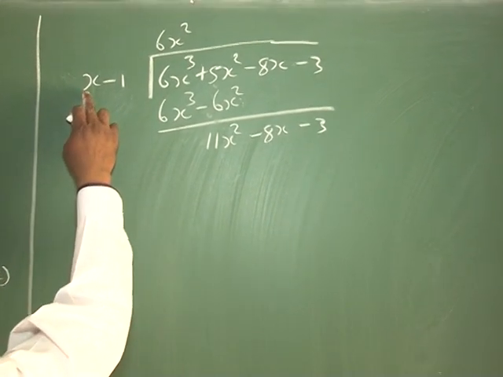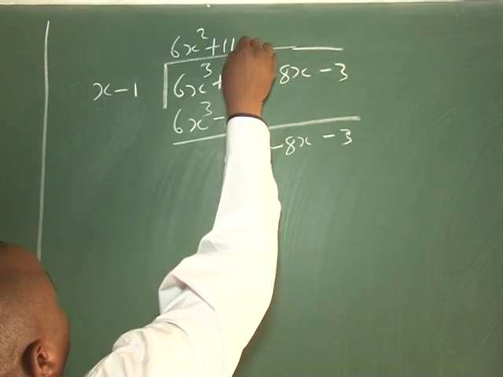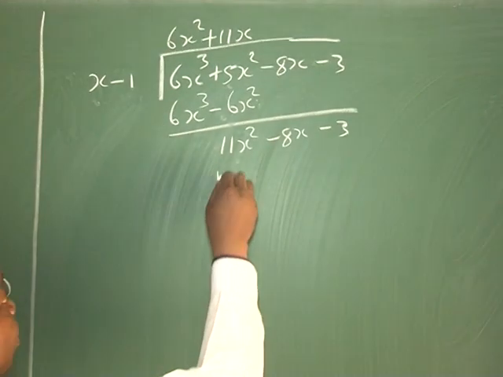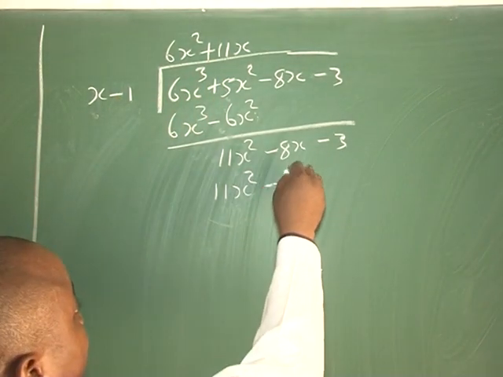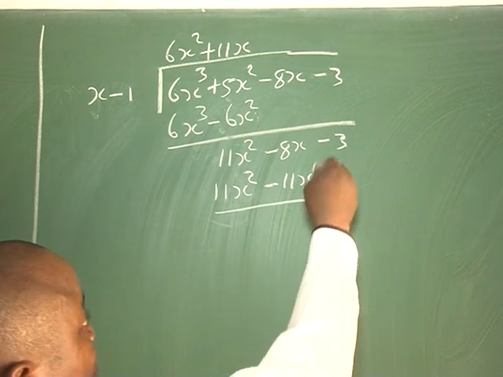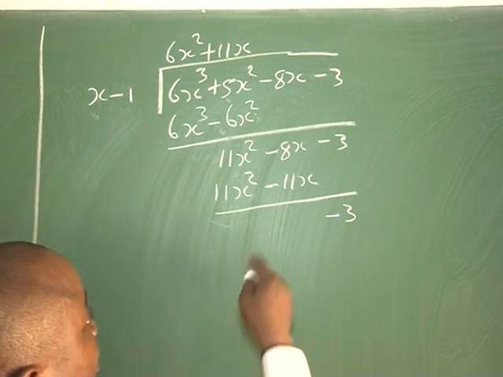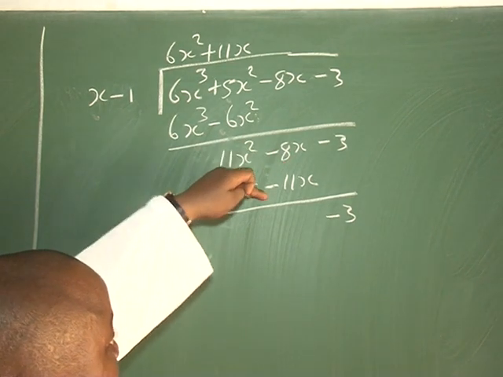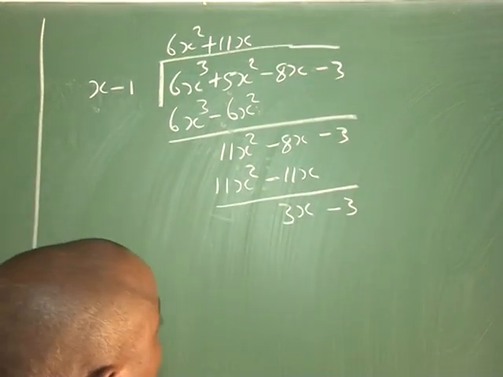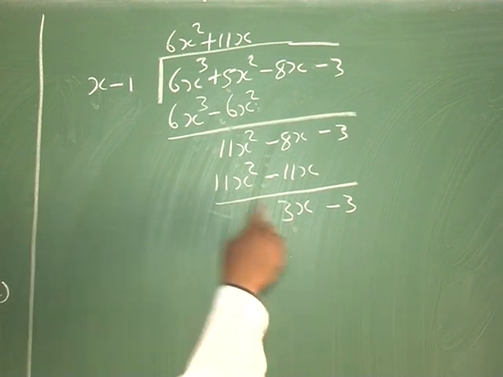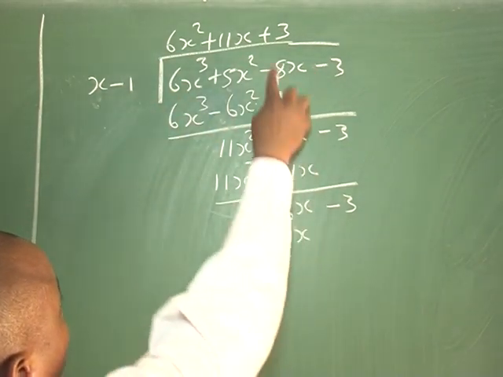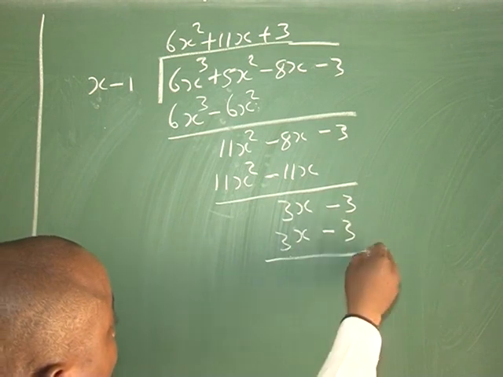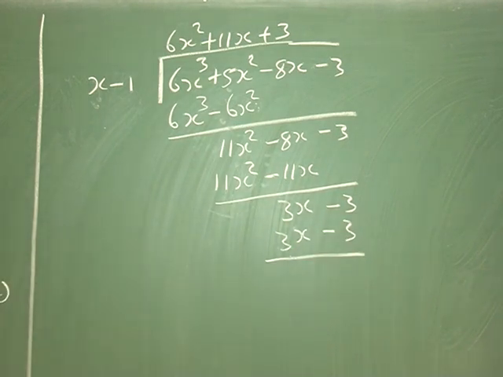11x squared divided by x will give us plus 11x. 11x times x will give us 11x squared. 11x times minus 1 gives us minus 11x. Subtracting, we have minus 8x minus 11x will give us 3x, then minus 3. 3x divided by x gives us plus 3. 3 times x, we get back 3x. 3 times minus 1 gives us minus 3. Subtracting, we have 0. So that shows that x minus 1 is really the factor.